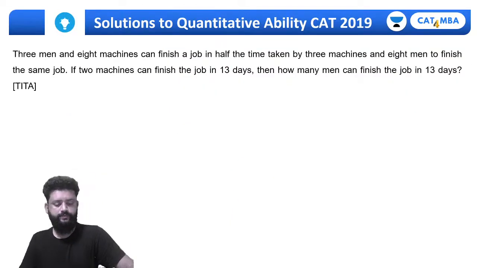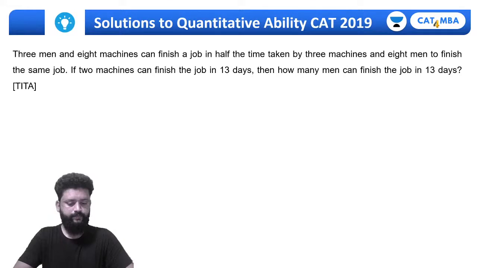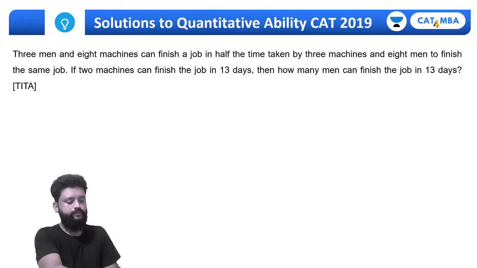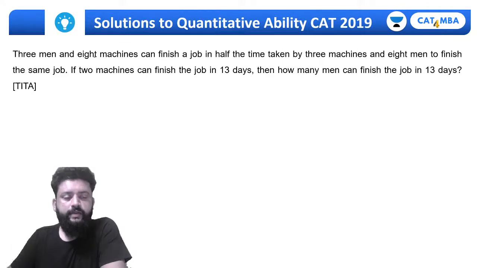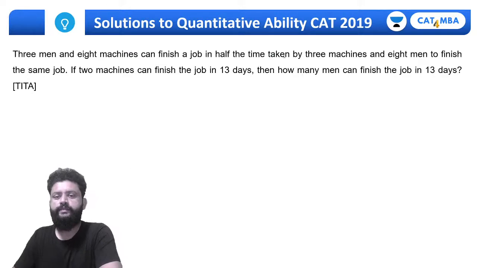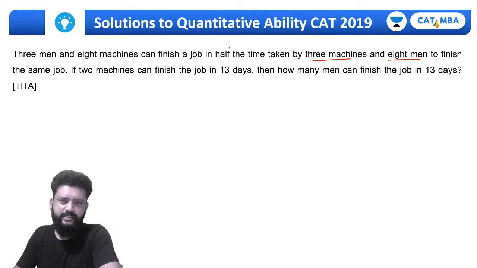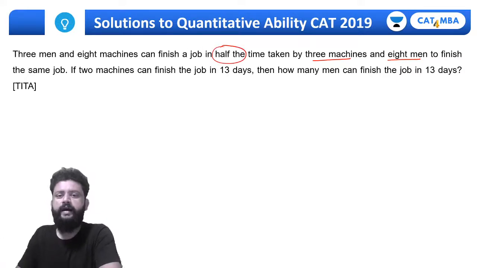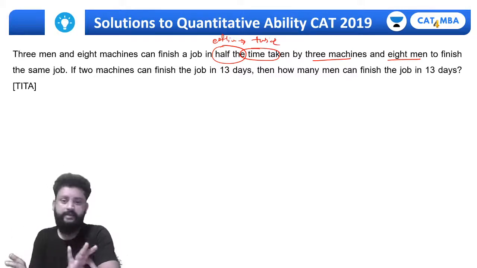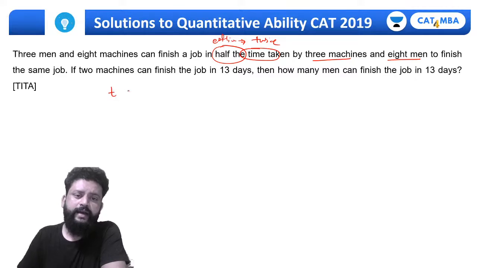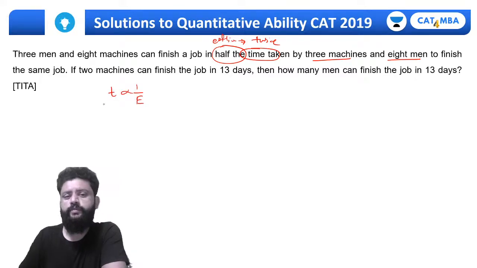Let's go for the next. Three men and 8 machines can finish the job in half of the time taken by 3 machines and 8 men. Means efficiency should be double. Half time means efficiency must be twice. So I'll just write the equation for efficiency, not for time, because we know time and efficiency are inversely proportional.